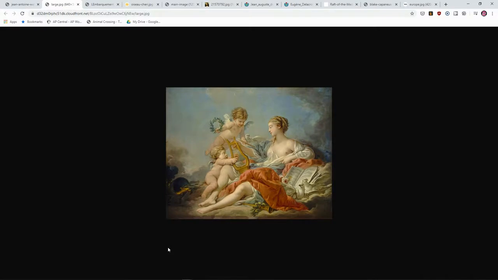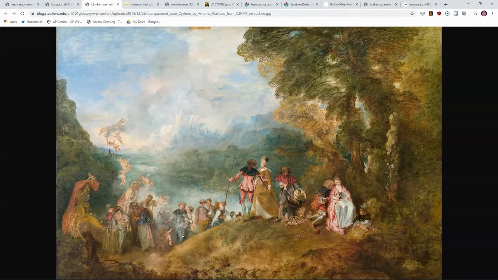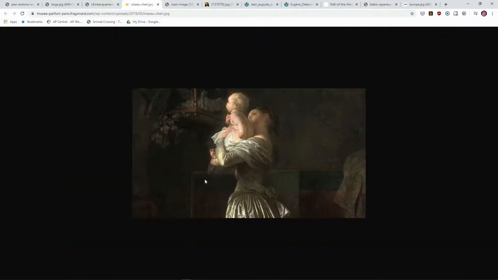And then lastly, here's another by Watteau. This is the fête galante genre, this idea of nobles chilling out in the rural areas. And then lastly, here is one by Fragonard, which actually seems to have a little bit of maybe some chiaroscuro.